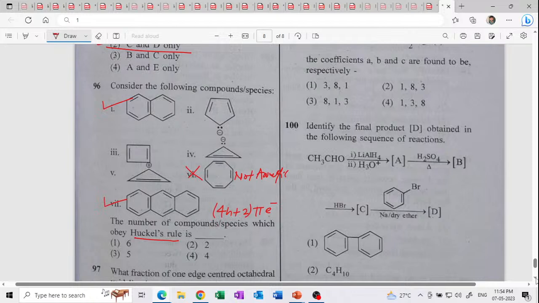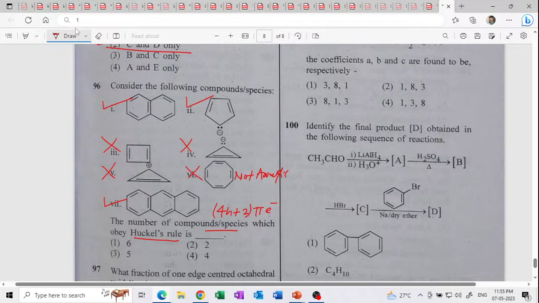Again the second, so this is again not aromatic. Yes, this is aromatic. But this is a 4, na? They asked about Huckel's rule, na. This obeys, 4n plus 2 pi electrons. So this is 2 plus 2, so this obeys. This obeys. 1, 2. This does not obey, but this is aromatic. And this again does not obey, because it contains only 4 electrons, na?